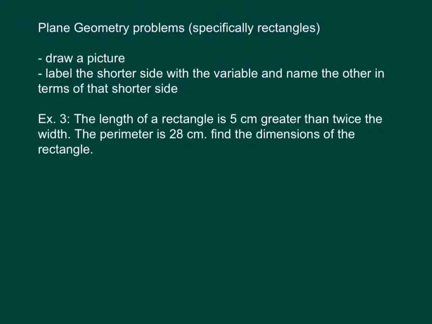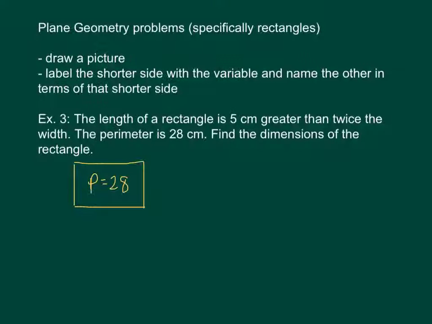Okay, example 3. The length of a rectangle is 5 centimeters greater than twice the width. So I'm going to draw my rectangle. The length is 5 centimeters greater than twice the width. The perimeter is 28 centimeters. Find the dimensions. Oh, hold on. I had to fix the capitalization error. Find wasn't capitalized. Anyway, find the dimensions of the rectangle.